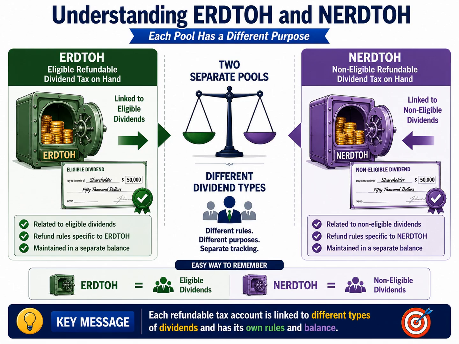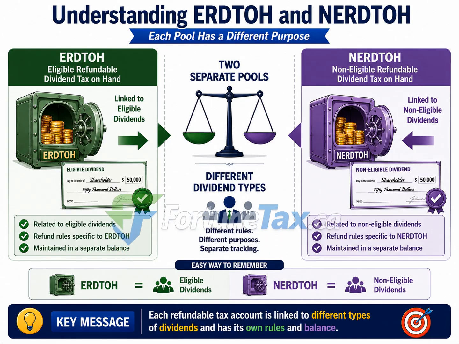At this point, you don't need to memorize exactly which transactions increase each account or the detailed legislative ordering rules. The important concept is much simpler. There are now two independent refundable tax balances, not one. Each balance is maintained separately. Each follows its own refund rules, and each is connected to a different category of dividends.